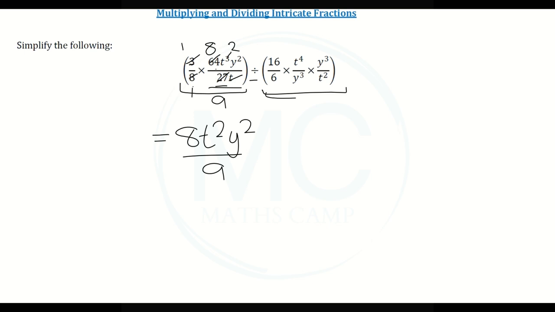Now let's focus on this bracket over here. 16 and 6 are both divisible by 2. 16 divided by 2 is 8. 6 divided by 2 is 3. We have t to the power of 4 and t squared. 4 minus 2 is 2, so the t squared cancels. So does the exponent of 4, and we are left with t squared.